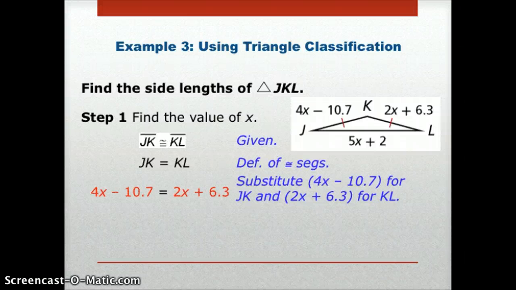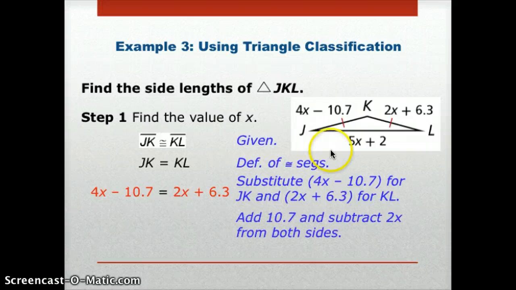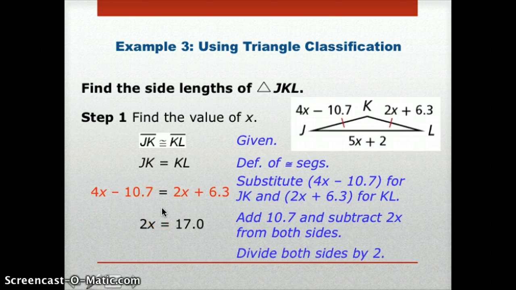Normally we start with getting rid of the x's first, or I can add 10.7 to both sides. So negative 10.7 plus 10.7 goes away. But when I add it to this side, I get 17. If I subtract 2x from both sides, kind of do those together real quick, I get 2x, divide both sides by 2, and we get that x is 8.5. But notice in the picture, it said to find the side lengths.